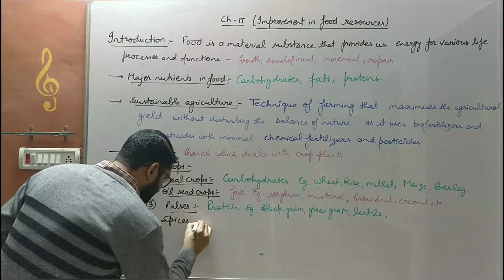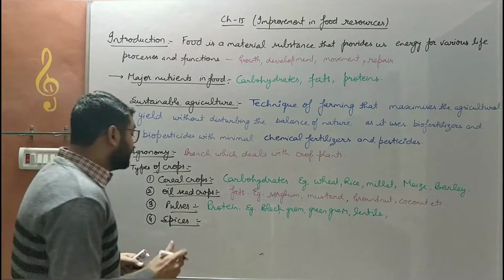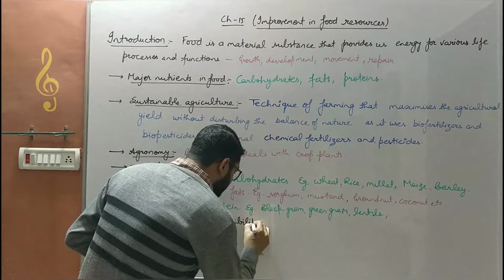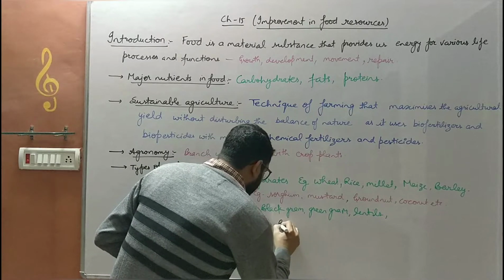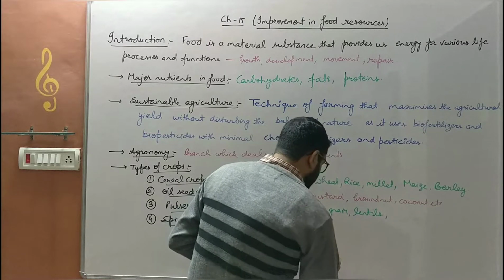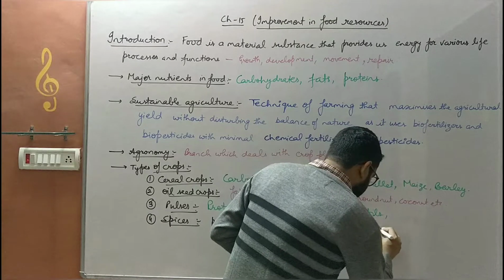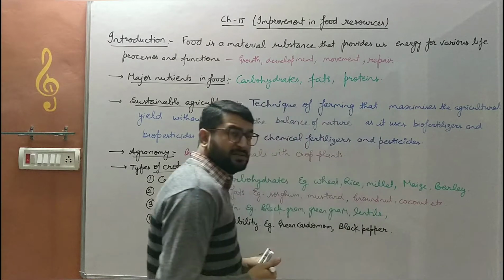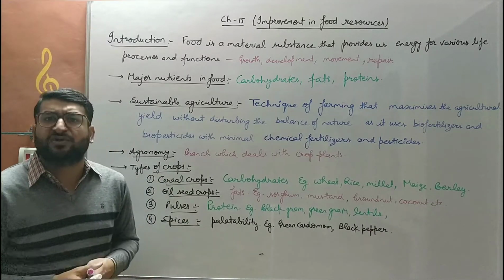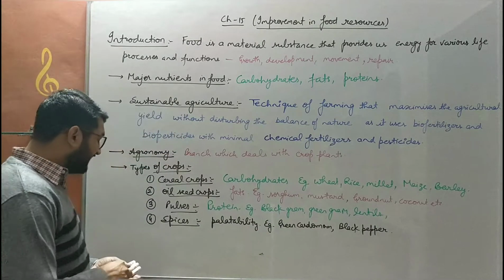Next, spices, like chilli. They only provide palatability. What do you mean by palatability? Taste. Example: green cardamom, black pepper. These are some crops which provide us spices. Other than this, turmeric, that is also a crop plant. So these are spices.